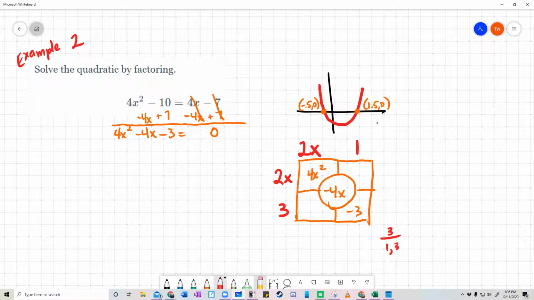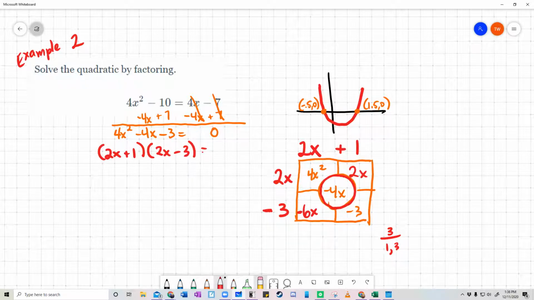If I fill this in, 3 times 2x is 6x, 2x times 1 is 2x, and we think about what can you do with 6x and 2x so that it sums to negative 4x. Well, if I make this 6x a negative, which would make this 3 a negative, then it works. Negative 6 plus 2 is negative 4. And that means I want to keep this 1 a positive 1. So there's my factored form. So I'll just transfer that over here. 2x plus 1 times 2x minus 3 equals 0.